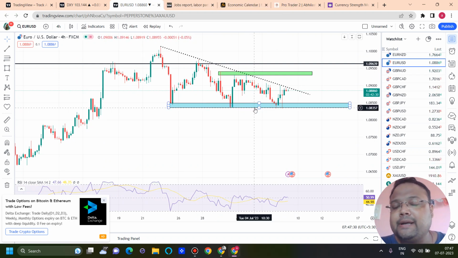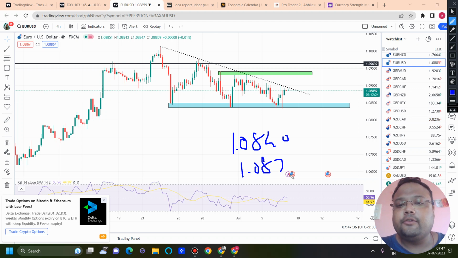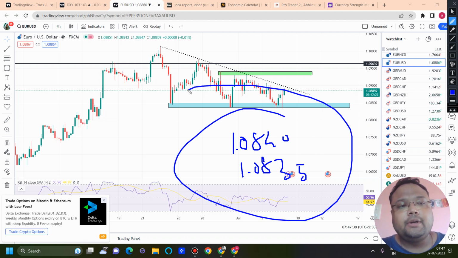Market is beautifully respecting the support of 1.0840 to 1.0835. So the support level of 1.0840, 1.0835 is still very much valid, because market has been bouncing from this level for quite some time.